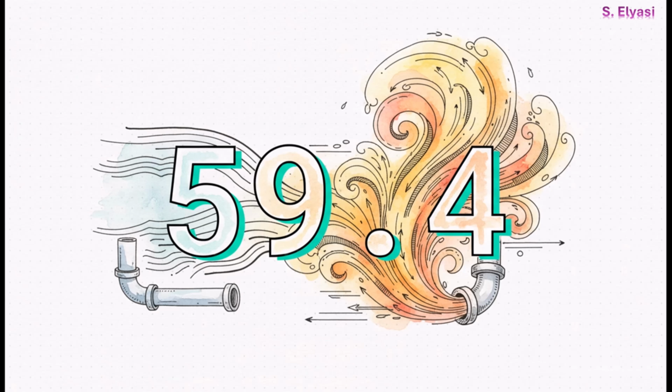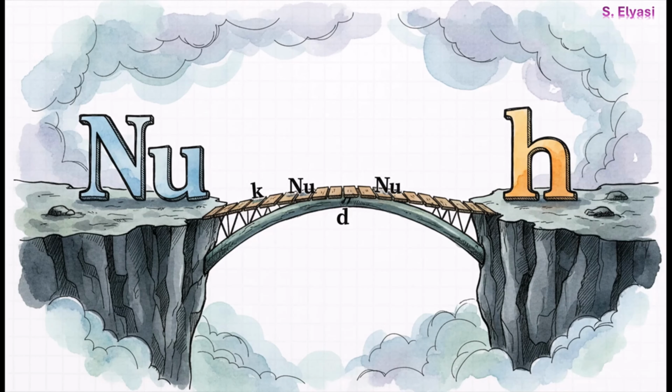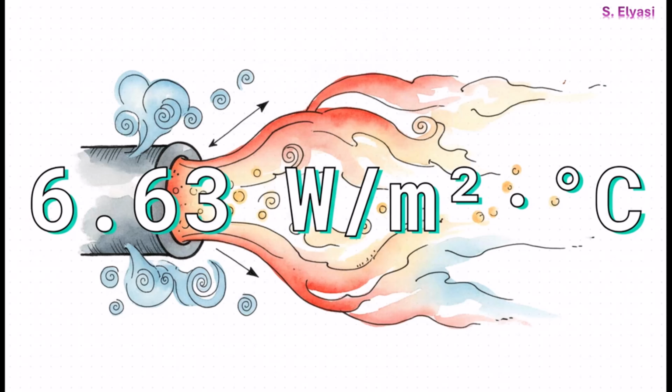Now, this is a fantastic result because it tells us something profound. It's telling us that the heat transfer from our pipe is almost 60 times greater than it would be if the air was just sitting perfectly still and heat was only moving through by pure conduction. That right there is the power of convection. We are on the home stretch now. The Nusselt number is really just a bridge to our final goal, which is H, the heat transfer coefficient. We just have to rearrange the definition of the Nusselt number to solve for H. So it's simply the thermal conductivity K times the Nusselt number we just found, all divided by the pipe's diameter D. And that gives us our heat transfer coefficient, 6.63 watts per meter squared degrees Celsius.